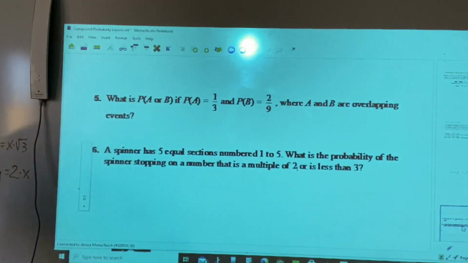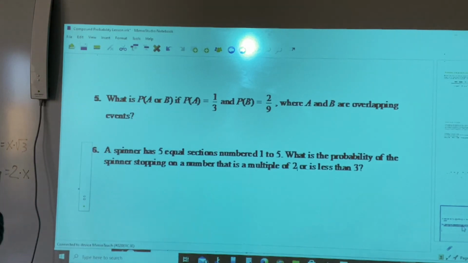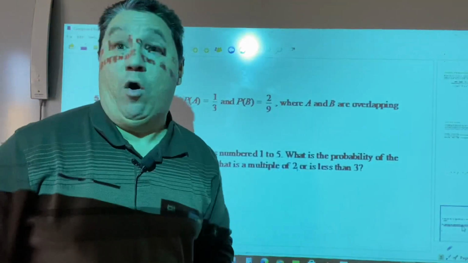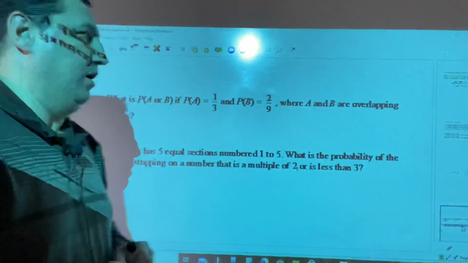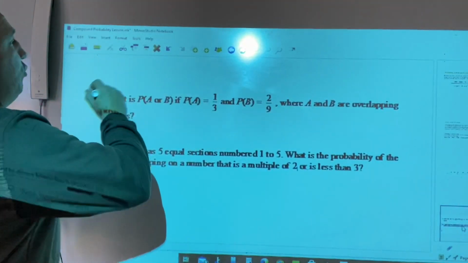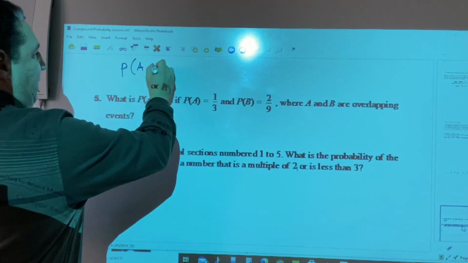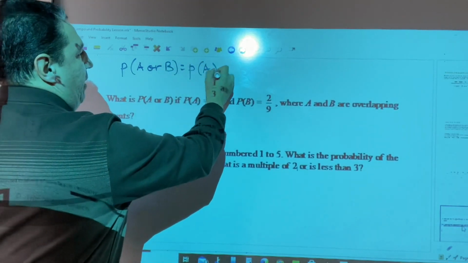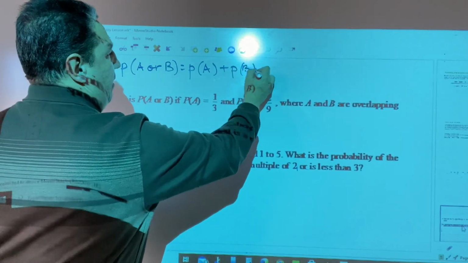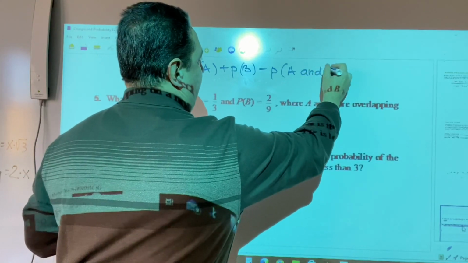What is P of A or B if P of A equals 1/3 and P of B equals 2/9, where A and B are overlapping? So this time we know what kind of events they are. Because they are overlapping, we use the formula for overlapping events, which is P of A or B equals P of A plus P of B minus P of A and B.